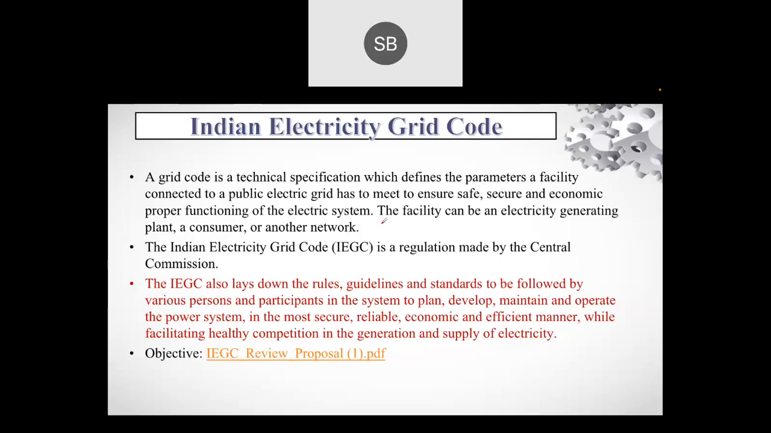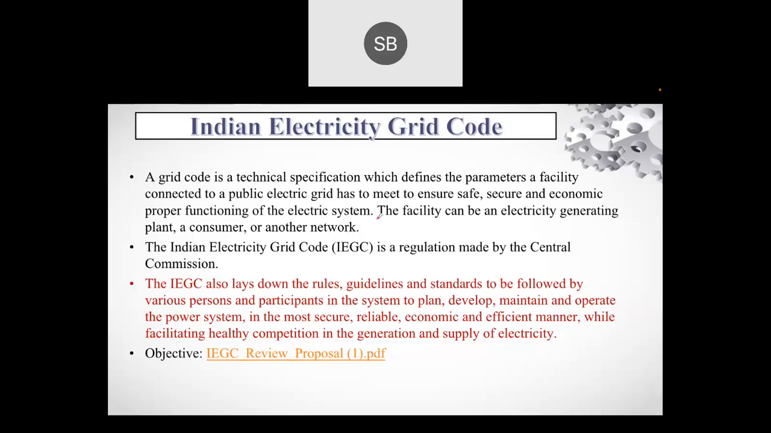Particularly, it is required to ensure the safety, security, and economic proper functioning of the electric system. Because you saw there are many different types of instruments or devices used in the electric grid, right? Transformers are there, transmission lines are there. Then again, there is a substation. In a substation, there are different types of components. There are a number of components we are using.